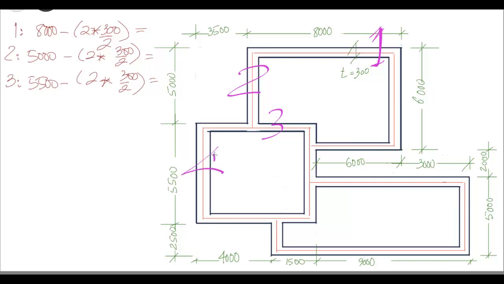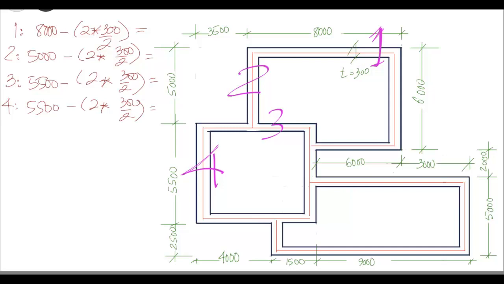Now the fourth piece, number 4. Again, for this one I need the same story. I need to subtract this and this, and these are also the half thickness of the wall. The entire length is given as 5,500. So piece number 4 is 5,500 minus 2 times 300 divided by 2 is equal to.